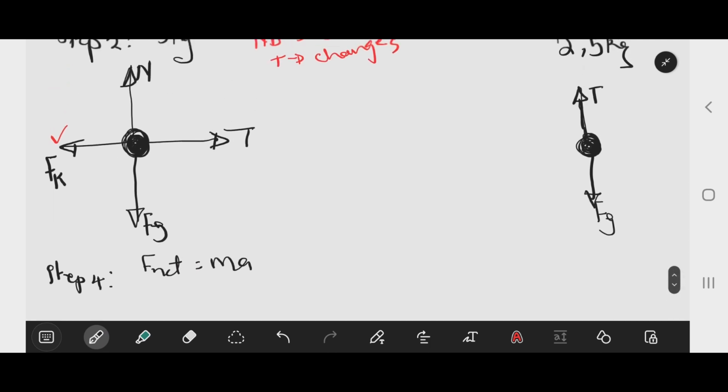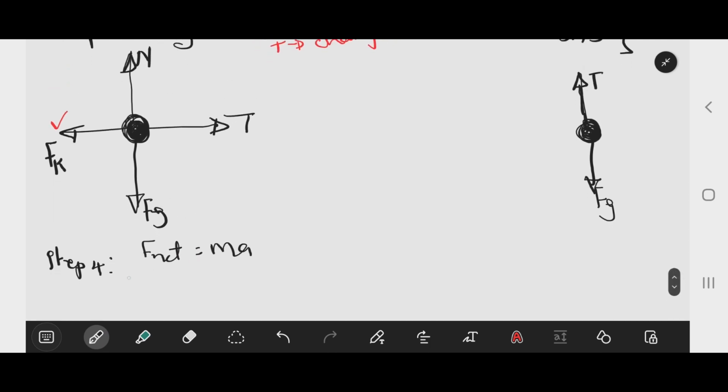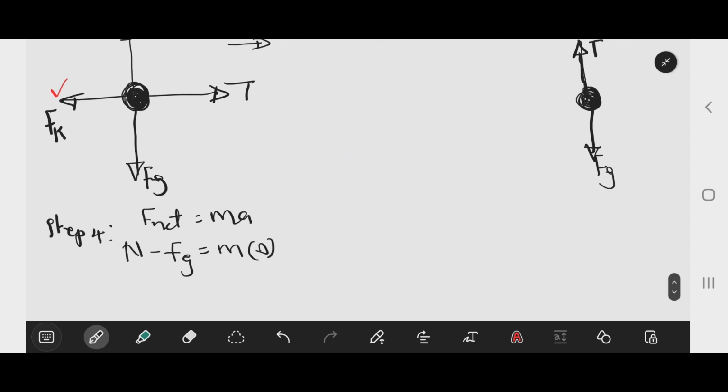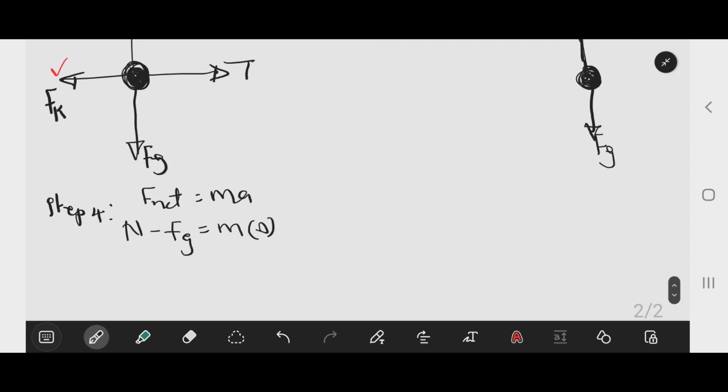How many forces do we have in the y direction? We have 2. We have the normal force, which is positive, and we have Fg, which is negative, right? Equals to the mass of the object, but the acceleration is still 0 for the 5 kg. Why? Because that object is moving to the right and not upwards or downwards. So acceleration in the y direction is 0. So that would be normal force minus Fg equals 0. The normal force is equal to Fg.